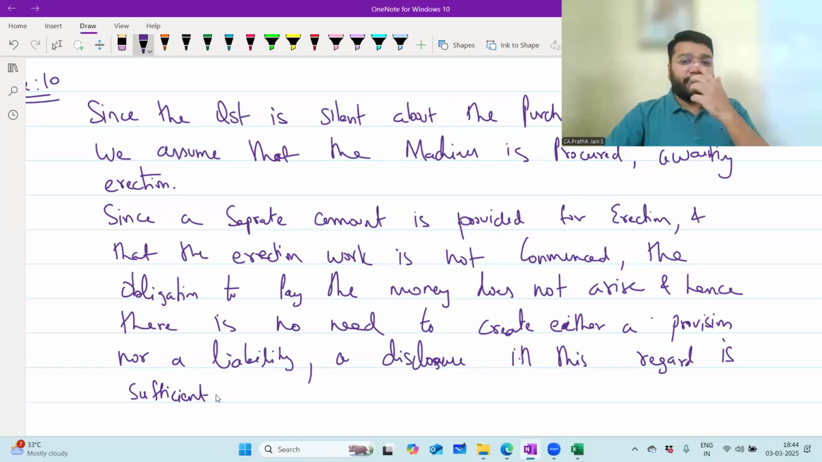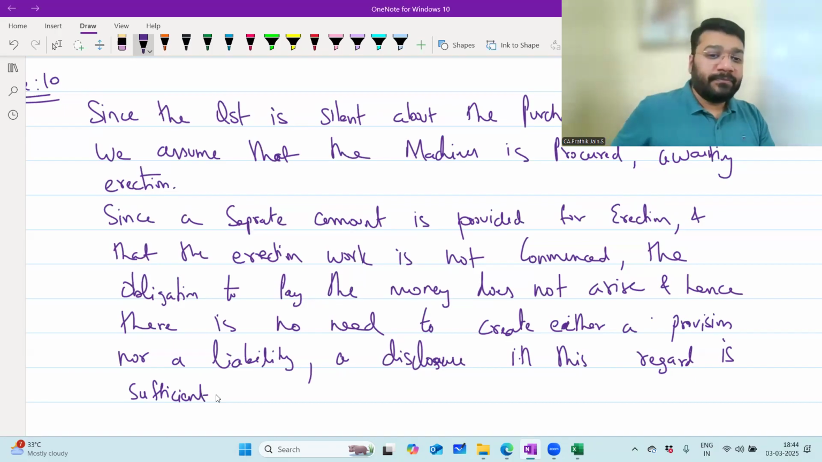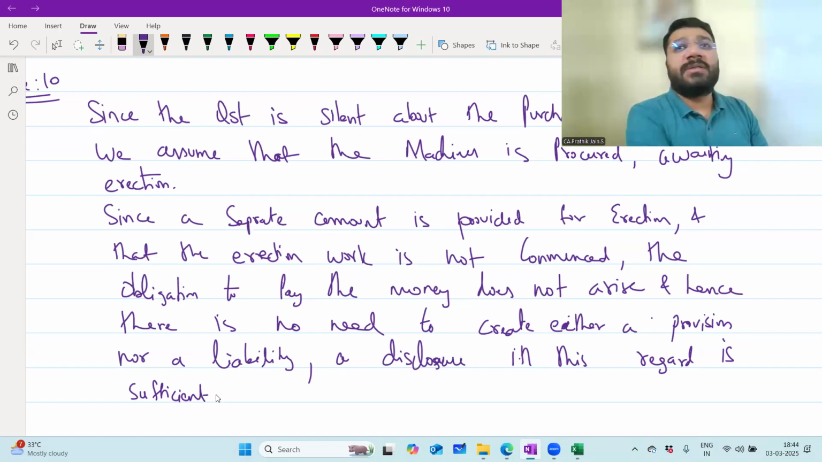Since a separate amount is provided for erection and the erection work has not commenced, the obligation to pay the money does not arise. Hence, there is no need to create either a provision or a liability, and the disclosure in this regard is sufficient. That is what the book is trying to say, but we are trying to elaborate in a better way. In our assumption, we have gone slightly more in depth.